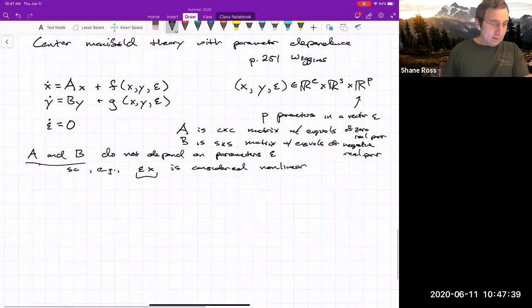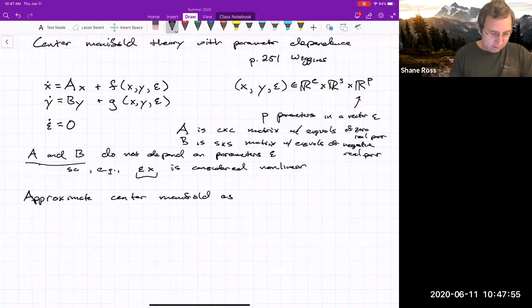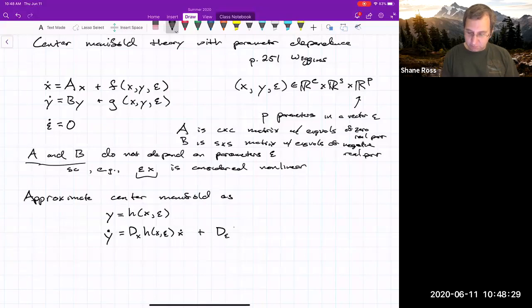All right, then you would do the same thing as before. You would approximate the center manifold as y equals h of x, but now you also include dependence on epsilon. And then take the time derivative of both sides. Y dot equals, so we take the derivative with respect to the x variables, d h of x, epsilon, times x dot, plus the derivative with respect to the epsilon variables, but then that's times epsilon dot. And since epsilon dot is 0, you don't have to worry about that.